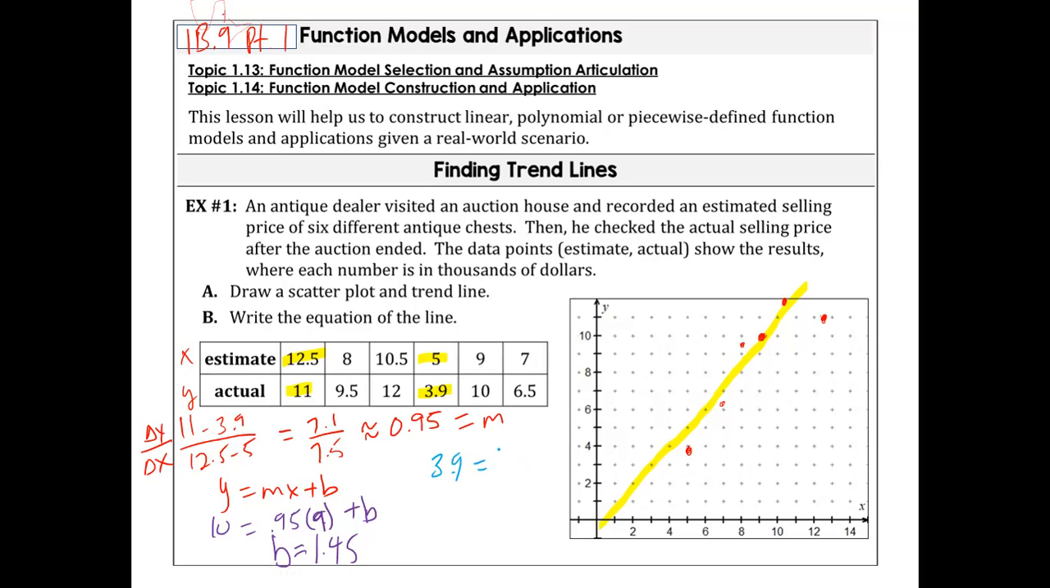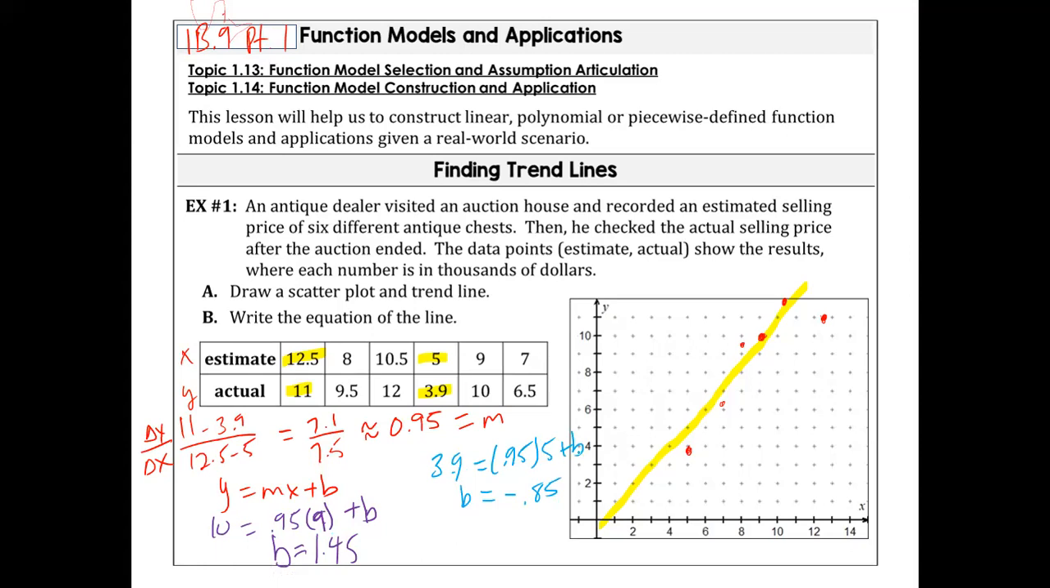So we have our m. Our m is not going to change. It's still 0.95 times 5 plus b. Again, we multiply and subtract to find our b. And when we do that here, what do we end up getting? Negative 8.5. So why do you have to choose that? I'm showing you the difference.